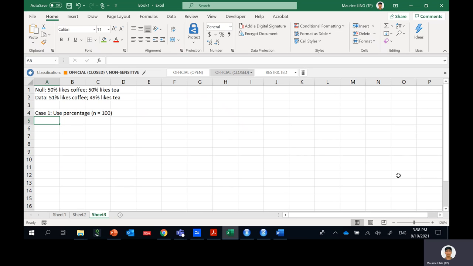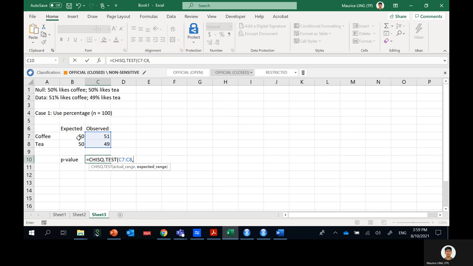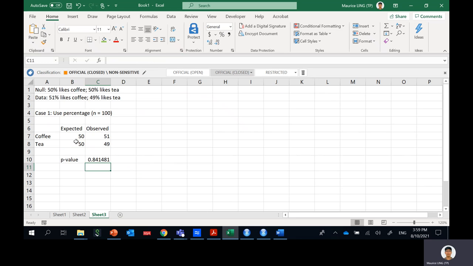Let's look at this problem first. If we take percentage, we are taking 100. So we have your expected and observed. If equal proportion, what is your expected? 50-50, right? Observed? Coffee will be 51-49. Let's calculate your p-value first. Do your chi-square test to get the p-value, using the actual range and expected range. Do you accept or reject the null hypothesis? Accept, right? Because the p-value is more than 0.05. So you accept the null hypothesis.